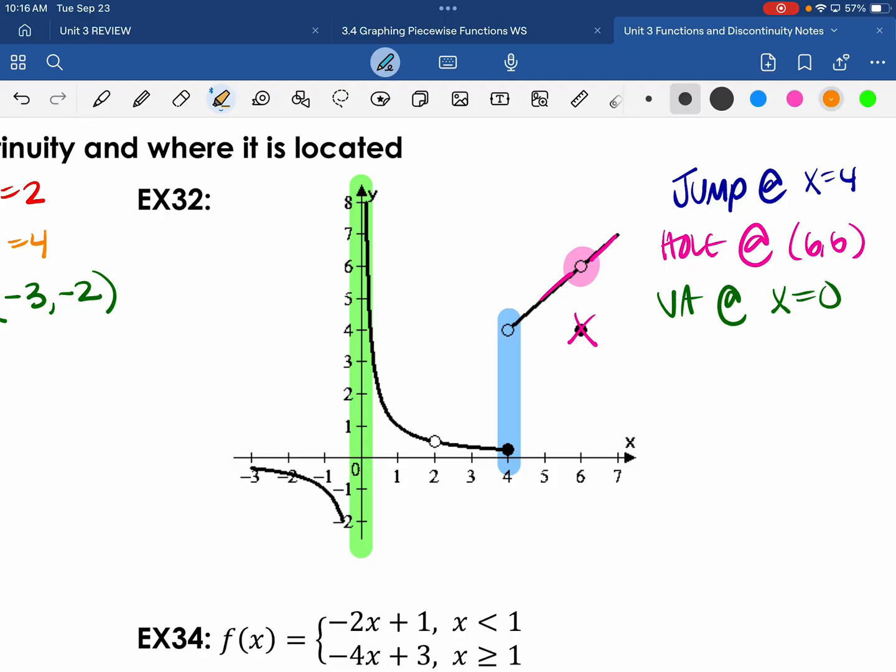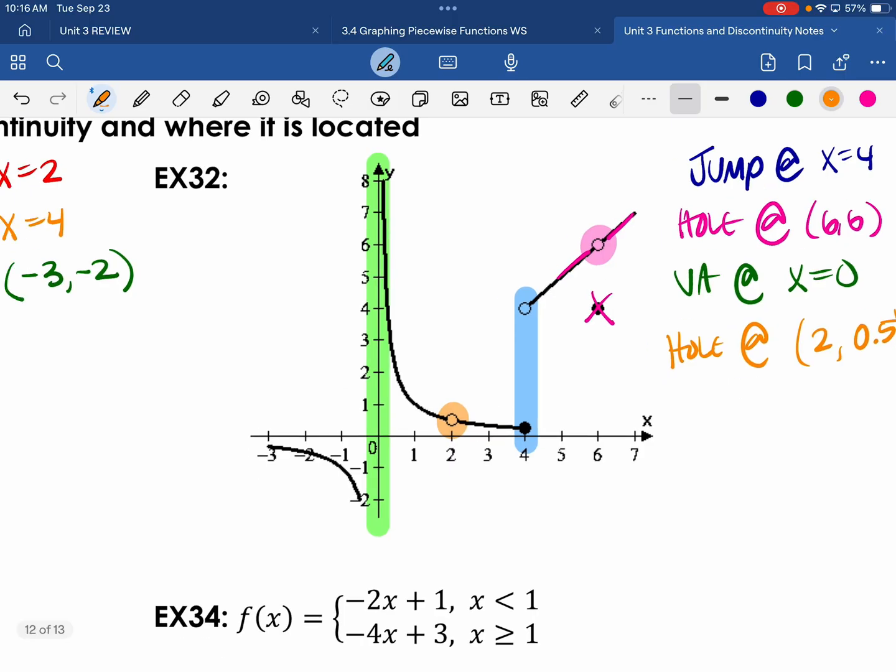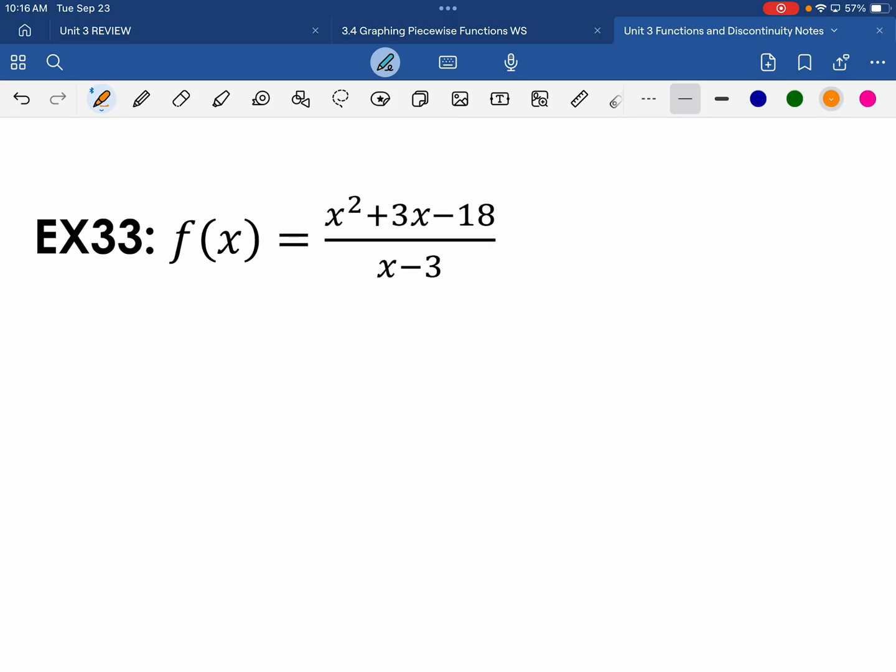And then the very, very last one, hole at 2, yeah, 0.5, 0.75. I believe that's one. All right, and then that covers all the discontinuities. Do y'all think we're good from a graph being able to identify them? Okay. So now let's talk about equations. If you have a fraction, the first thing you're going to do is factor, because we need to figure out if stuff cancels. So what multiplies to give me -18 but adds to give me 3?